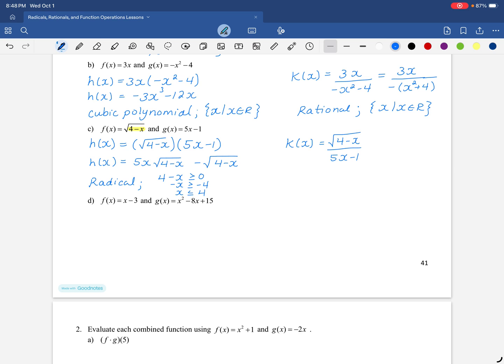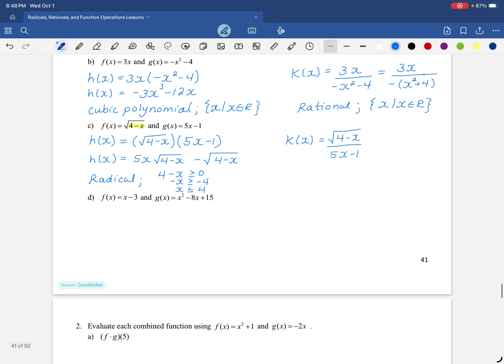So now we have basically a radical mixed with a rational type function, but we do want to be very careful about our restriction. So let's just take a peek here. We know that x has to be less than or equal to 4 on the radical function, but if I look at my denominator, I also have a restriction down there. So the restriction on the denominator would be that x cannot equal 1/5.